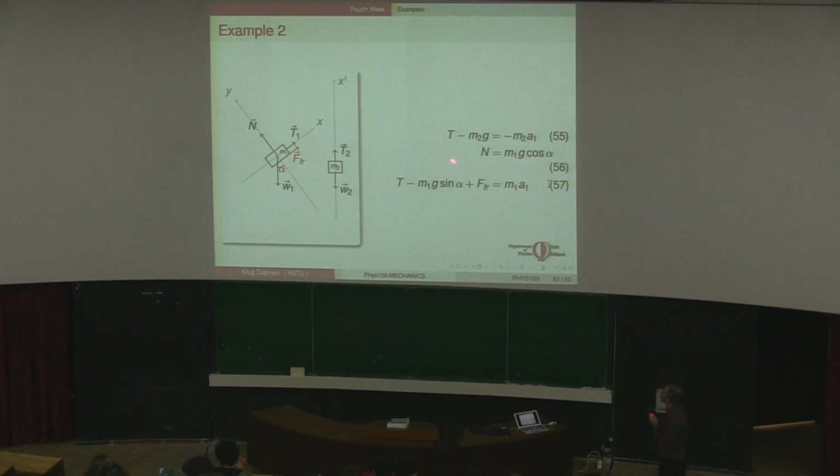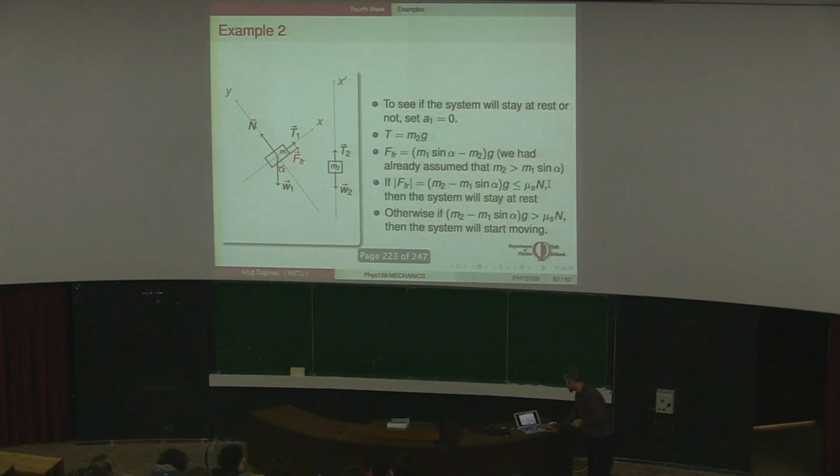Now these are the equations that we have. This is Newton's law applied to the second mass. This is Newton's law applied to the first mass. And this is the balance of the normal force and the component of the weight along the y direction. So we have three equations and three unknowns, T, N and a1. So this we can solve.